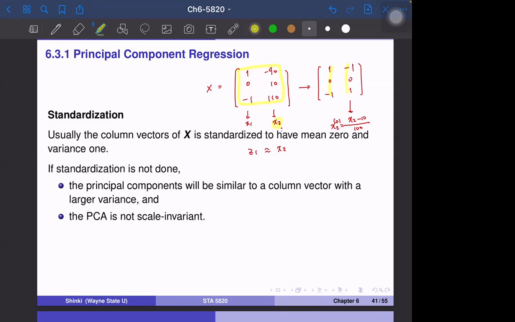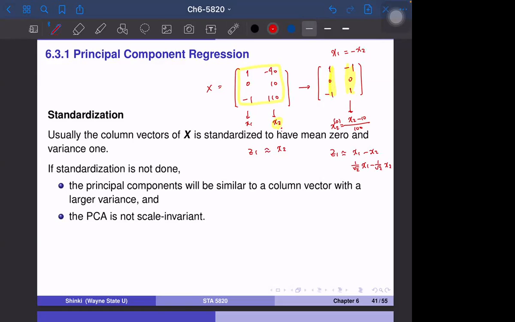Then after that, we determine what is the z1. In this case, actually the x1 and x2 are just the opposite, so x1 is negative x2 or something. So probably the z1 is x1 plus x2, or x1 minus x2 or something like that. Usually the coefficient is a unit vector, so maybe it becomes 1 over square root of 2 times x1 minus 1 over square root of 2 times x2 or something like that.